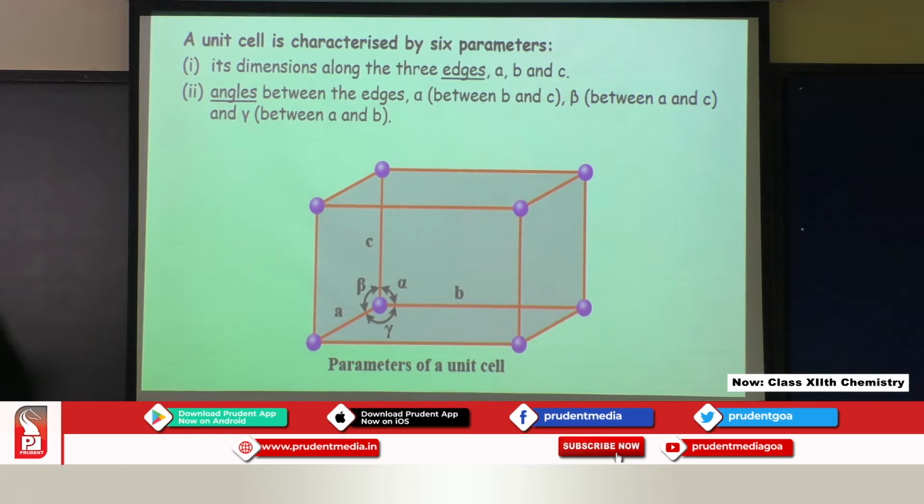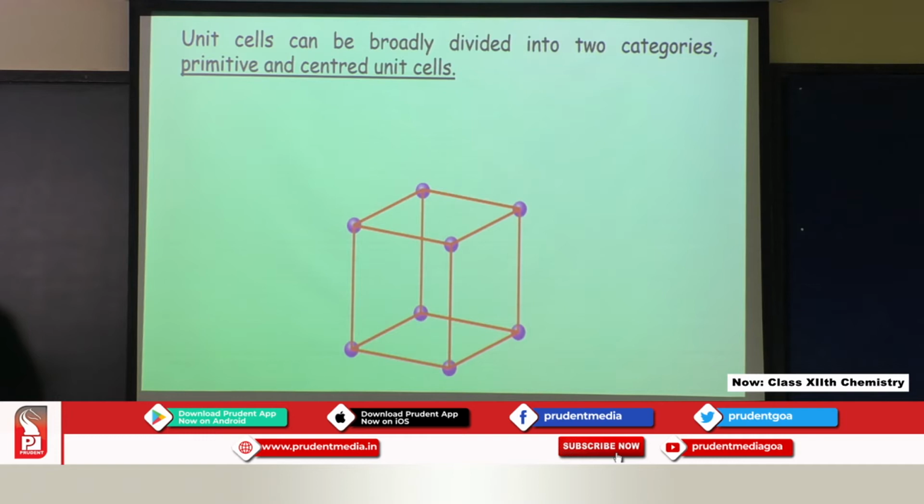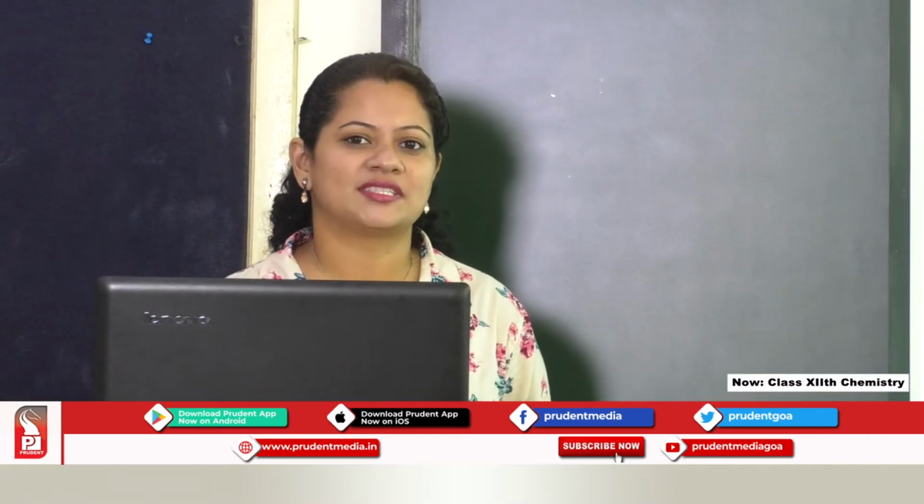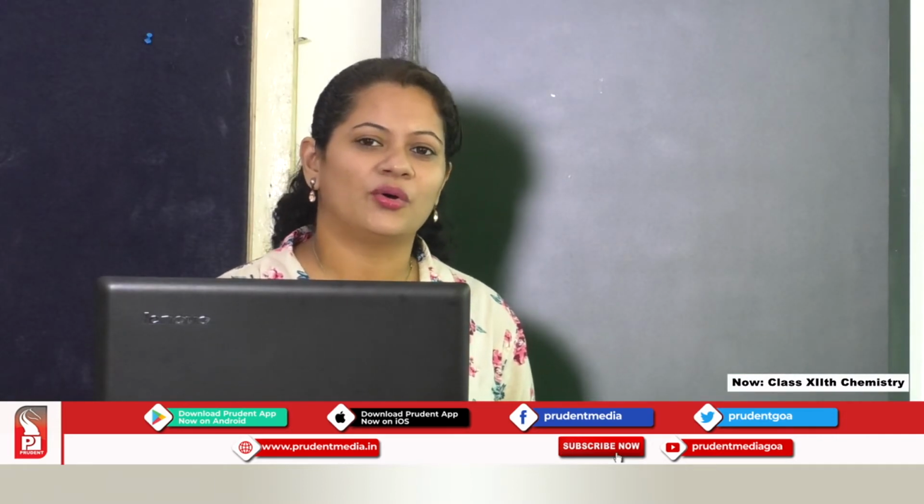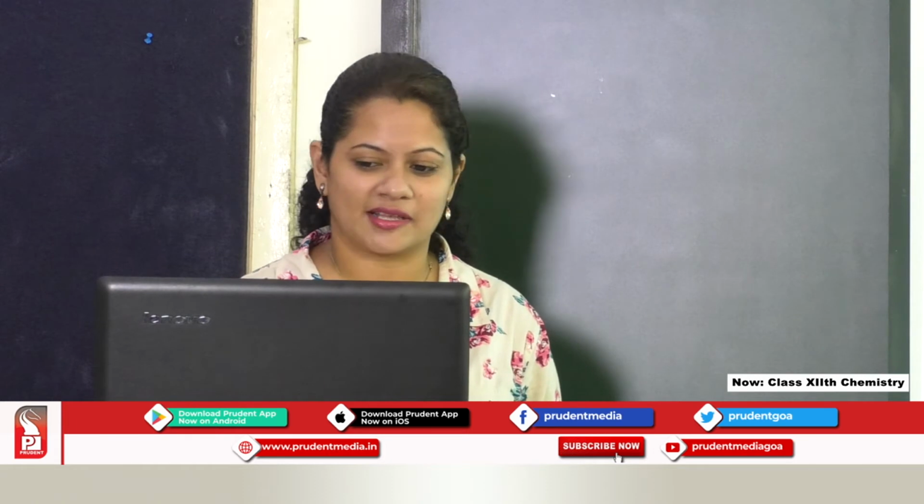Unit cells can be broadly divided into 2 categories, that is primitive or simple unit cells and centered unit cells. If you look at this figure, you will see that there is a unit cell with 8 atoms at its corners. This type of cell is called a simple or a primitive unit cell.